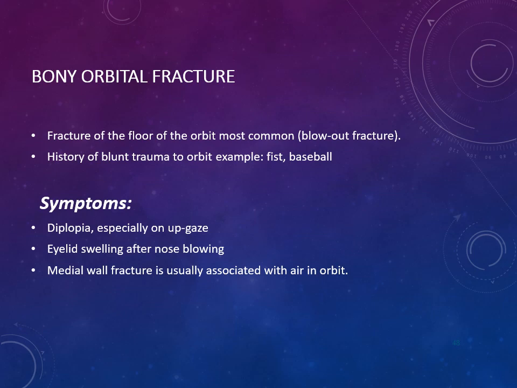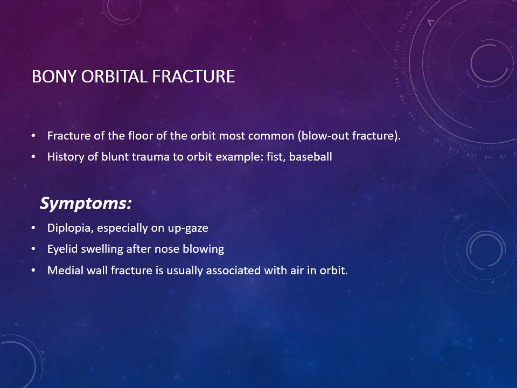This fracture results from blunt trauma, due to the increase in the intraorbital pressure caused by the blunt trauma, which leads to rupture of one of the orbital walls, mainly the floor and the medial wall, to release that pressure. The fracture of the floor is the most common and is called the blowout fracture.